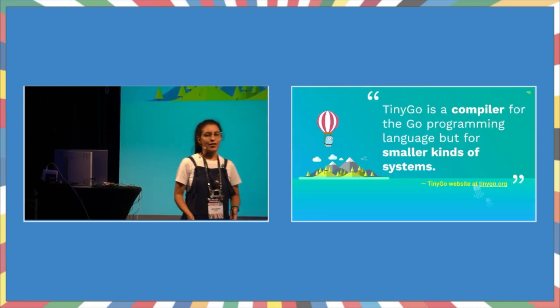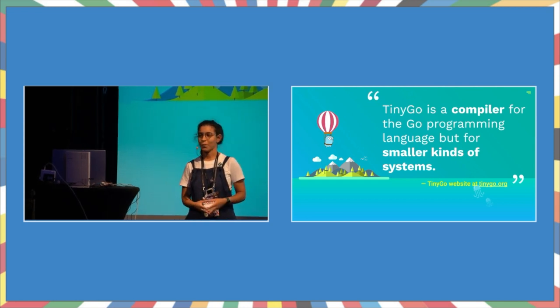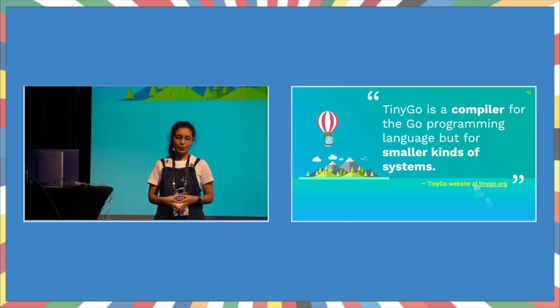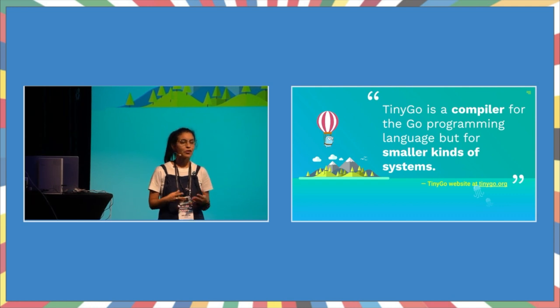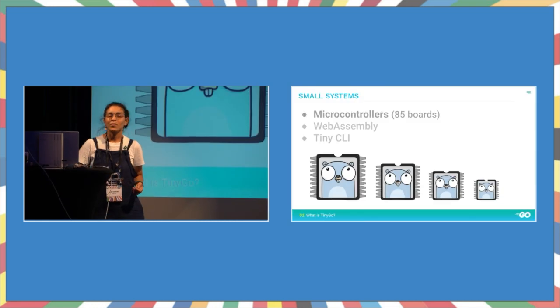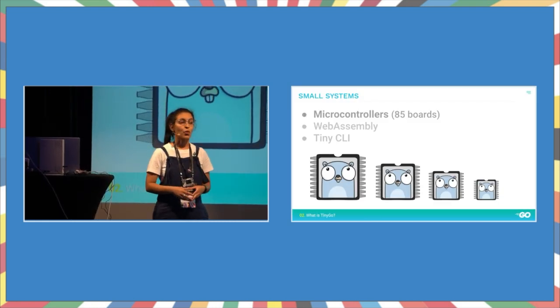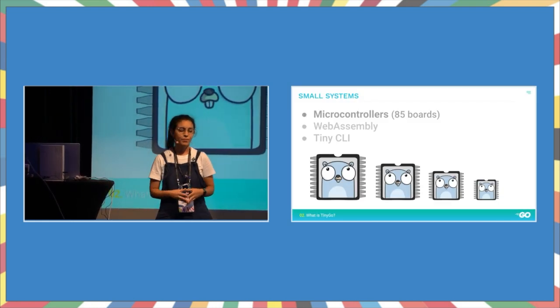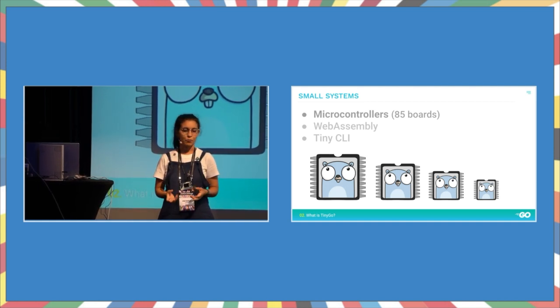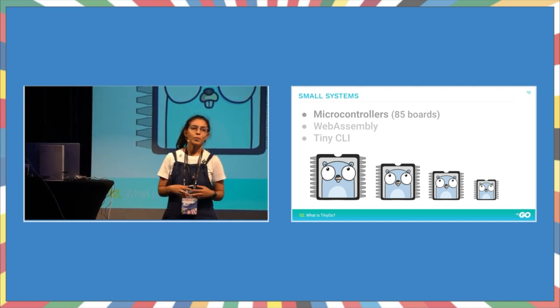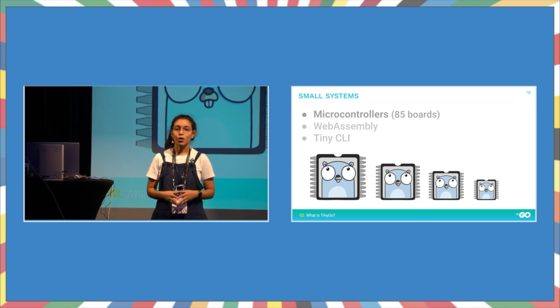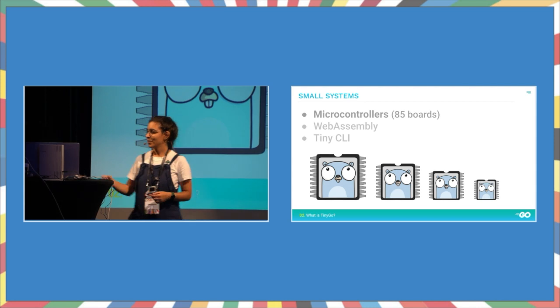Let's dive into TinyGo. What is TinyGo? TinyGo is a compiler for the Go programming language, but for smaller kinds of systems. And you can wonder, what are small kinds of systems? It can be microcontrollers. Currently, TinyGo supports 85 boards. It can also be used to build WebAssembly, and there are some companies currently using it. Another application could be, for example, building a tiny command line interface.